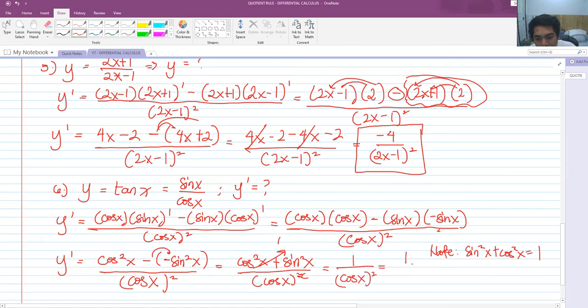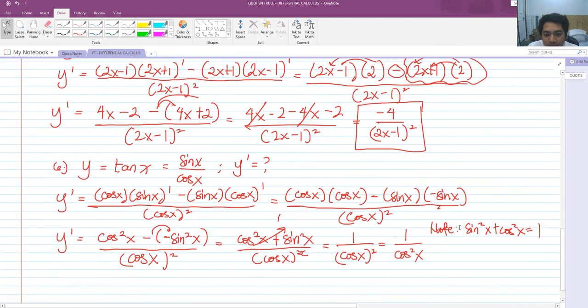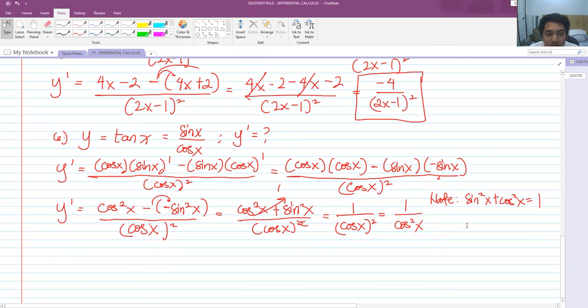Or that it would be 1 all over cosine squared of x. And again, by your trigonometry, we know that secant of x equals 1 all over cosine of x. So if we square secant of x, that would be 1 all over cosine squared of x. So 1 all over cosine squared of x equals secant squared of x.